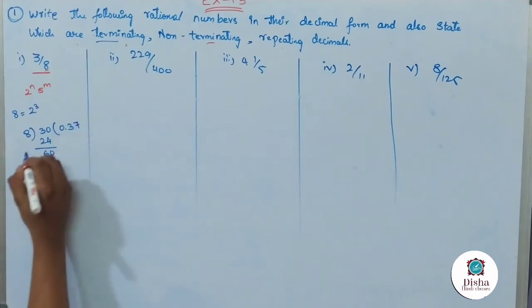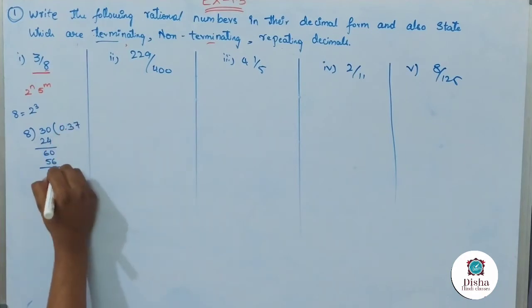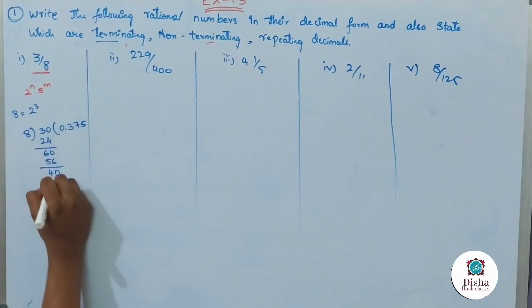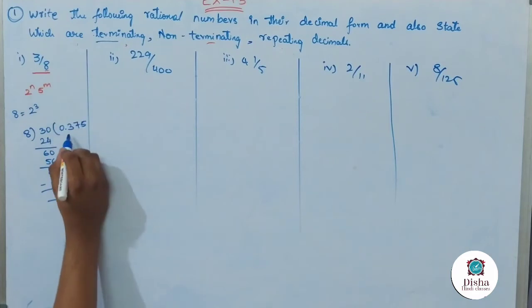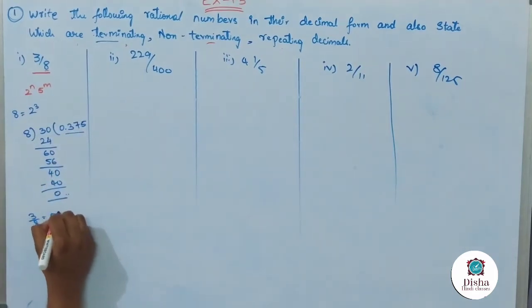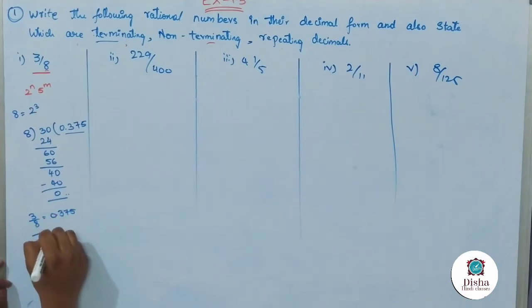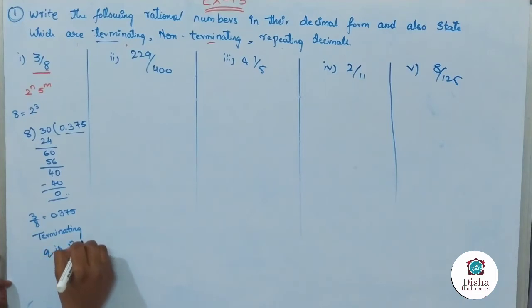8 7s are 56. We get 4 as carry. So here we take 0. 8 5s are 40. So this number ends itself, that is, the value of 3 by 8 is 0.375, and it is a terminating number, because q is in the form of 2 power m into 5 power n.